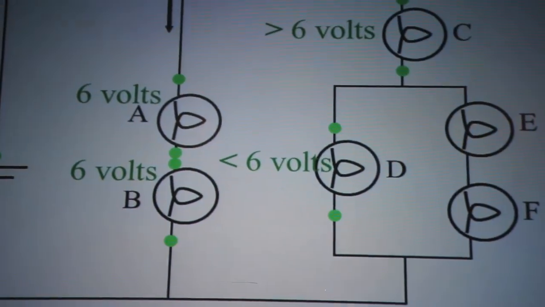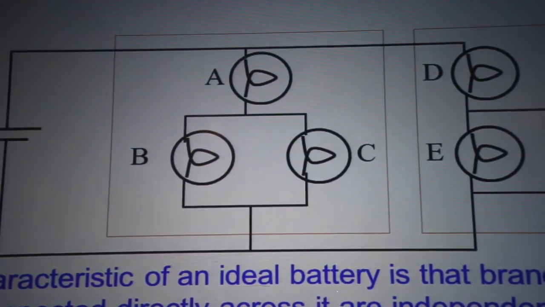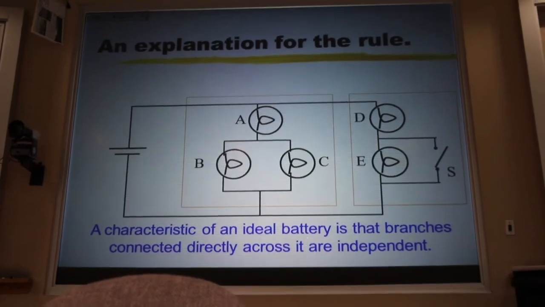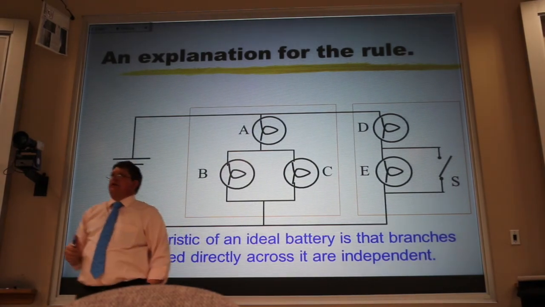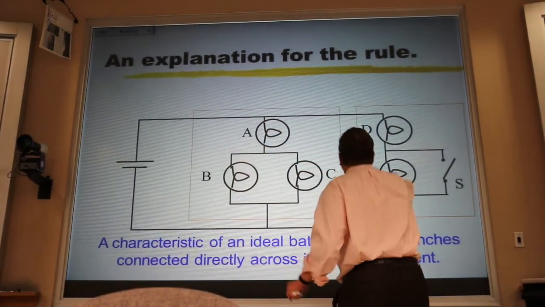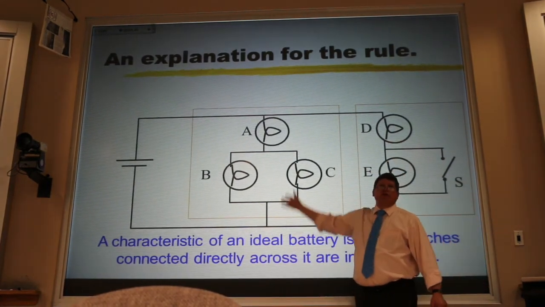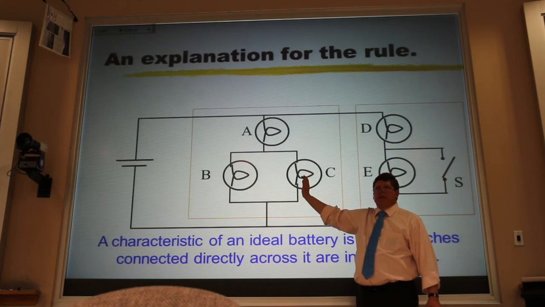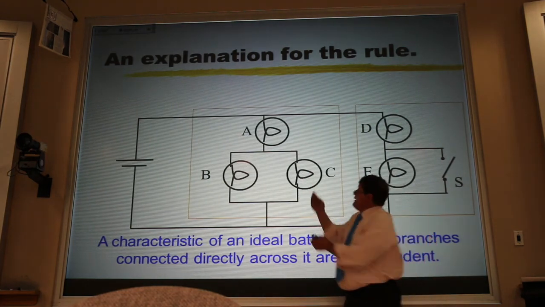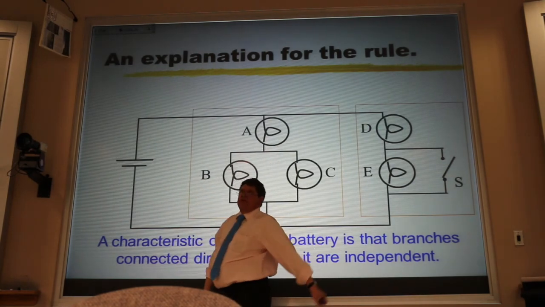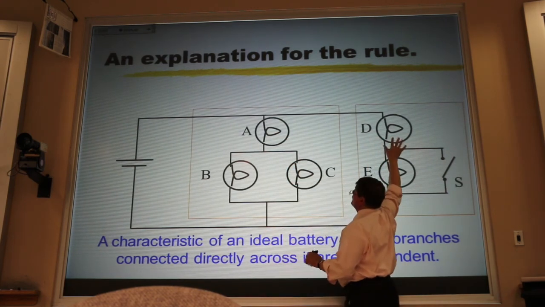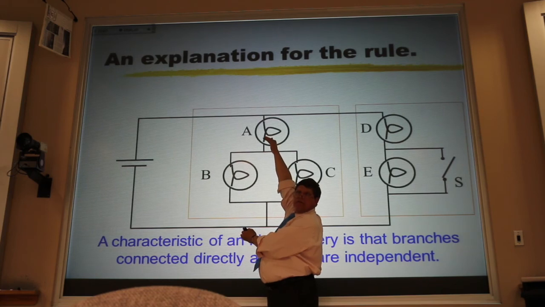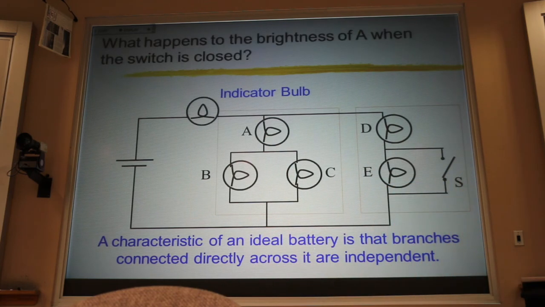Okay. Now, let's look at this observation from last day. We found that any branches that had their own connection with nothing but wire to both sides of the battery were independent. That you could hit bulb D with a hammer, crushing it, these guys would not care, would not even register a flicker. Now we understand why. These guys, if they've got wire connections to both sides of the battery, have 12 volts across them, come heck or high water. Okay, it doesn't matter what you do over there, I still got 12 volts across these guys. Now, as soon as I put in that indicator bulb, the independence goes away.